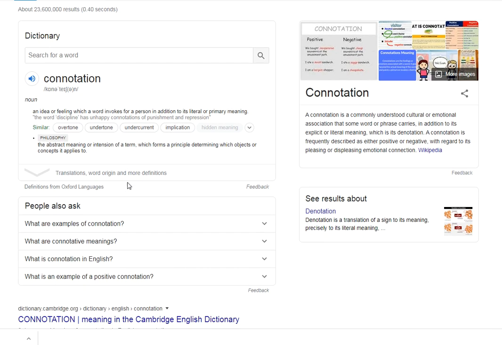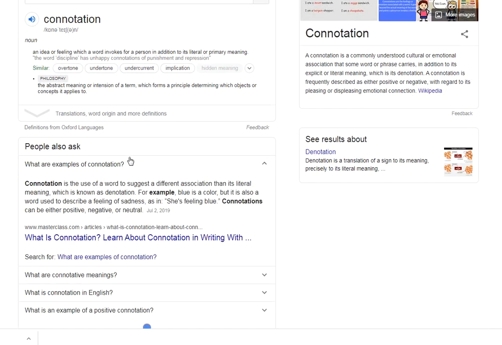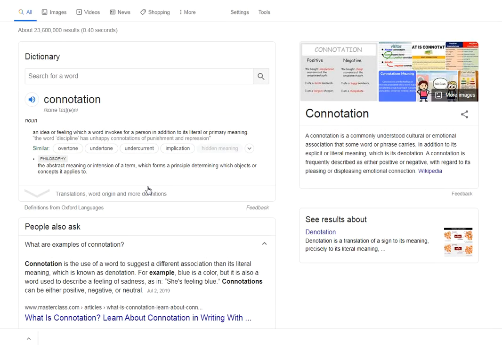So if we go down a little bit to what are examples of connotation, they give a good example here. Right? They talk about blue. So literally blue is a color, right? But it is also a word used to describe a feeling of sadness. So it has a negative connotation to it. So if you were to read a comprehension passage where it said someone was feeling blue, obviously you'd need to understand the connotation.